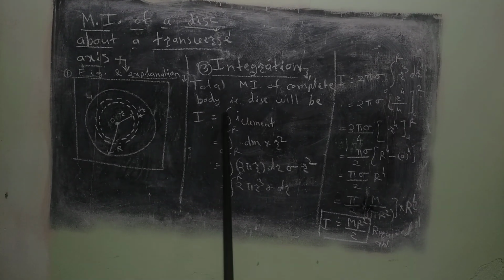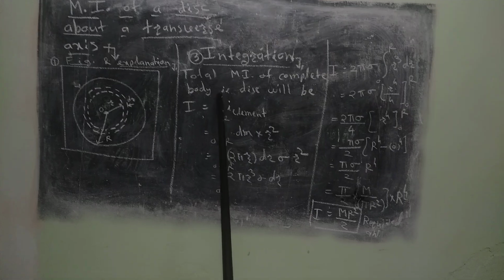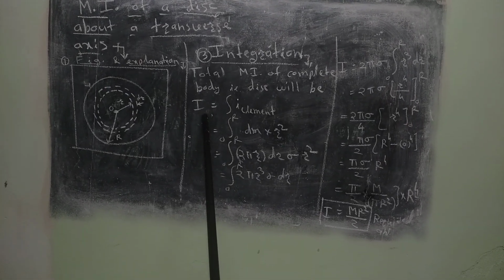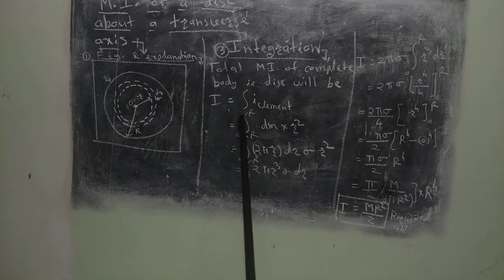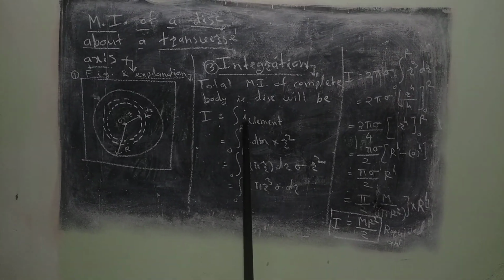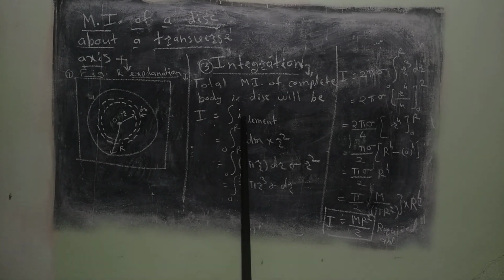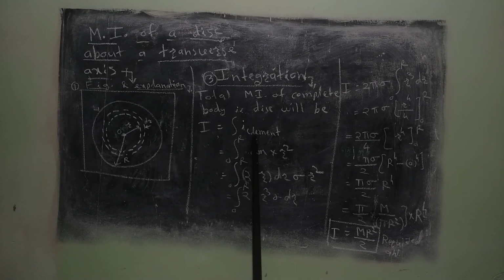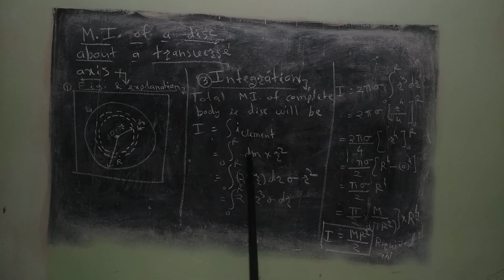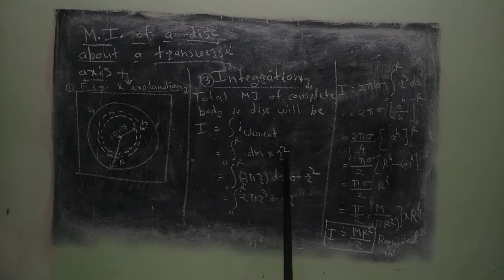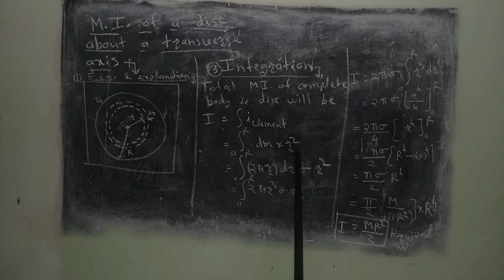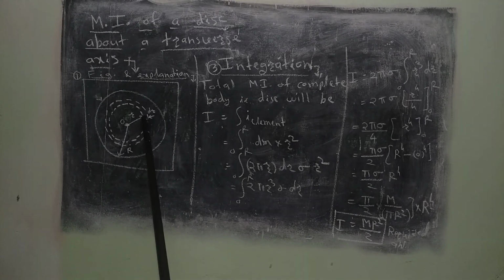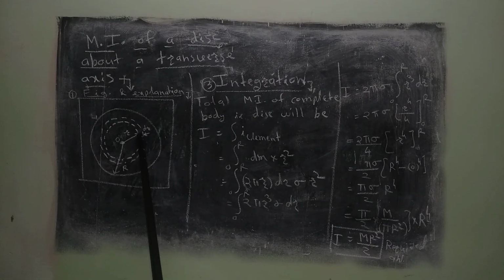So in that typical case we have to replace summation by the symbol integration. So capital I, the moment of inertia of the complete disk, is equal to the integration of the moment of inertia of the element, that means small I of element, that means this small ring. So in place of I element we write equation number 3, that means dm, mass, into distance squared, dm into r square.